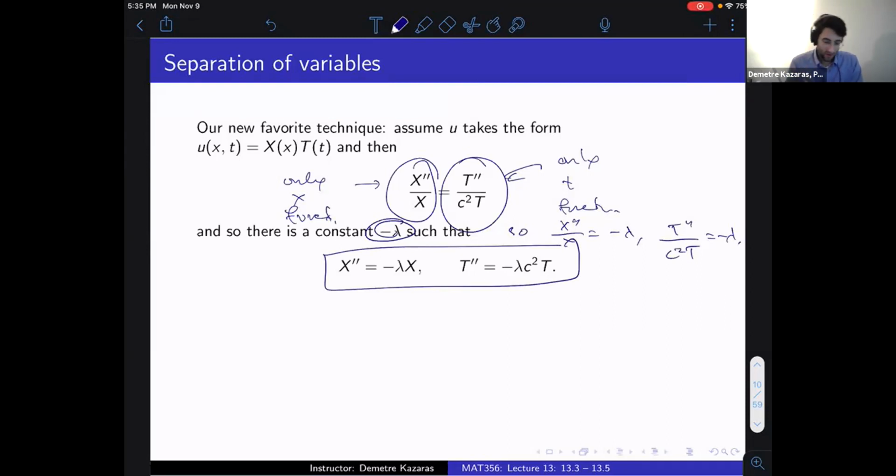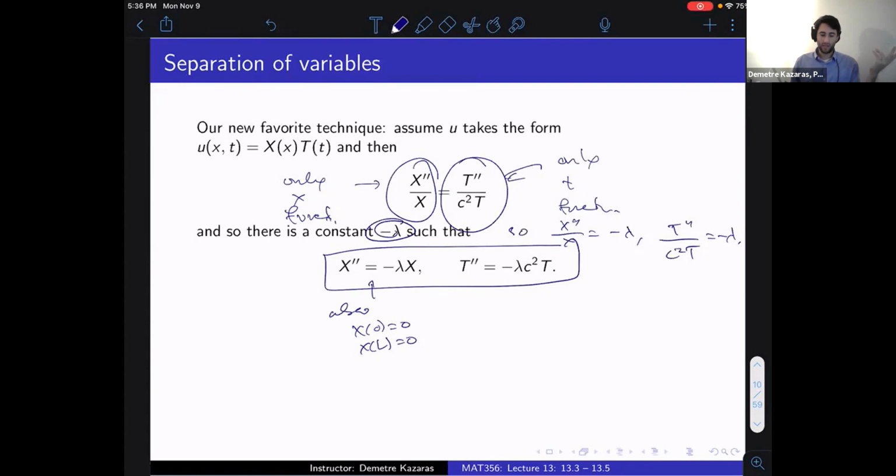Okay, that's all we know so far. Oh, and by the way, our x is representing the x part of the solution, so it needs to be 0 at the endpoints. Also, x at 0 should be 0, and x of L should be 0. Okay, so that's what we know so far.